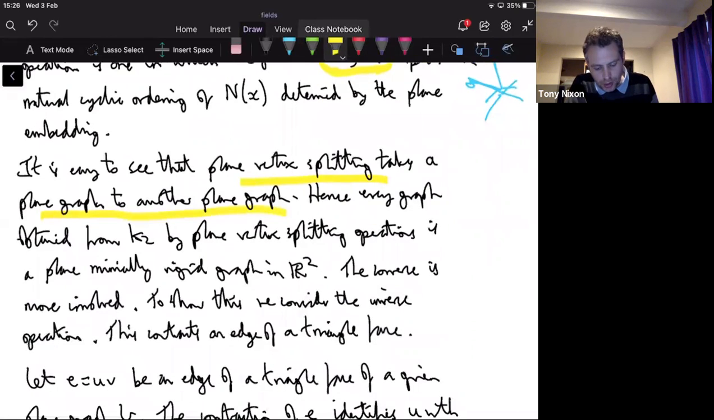Okay, so hence it's true because we know that vertex splitting preserves 2-free tightness or minimal rigidity. By Whiteley's theorem, we know that every graph we're going to get from K2 by these plane vertex splitting operations is a plane minimally rigid graph. And what we want to do is show we get all of them.